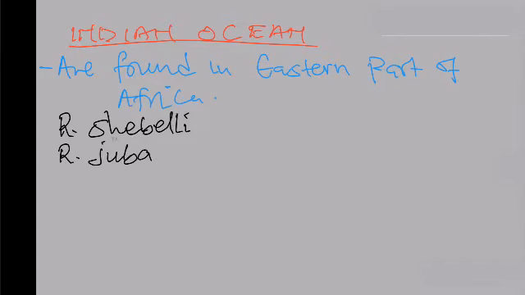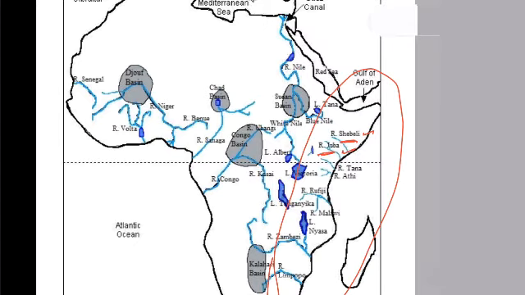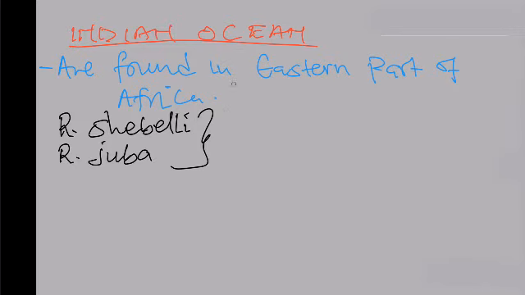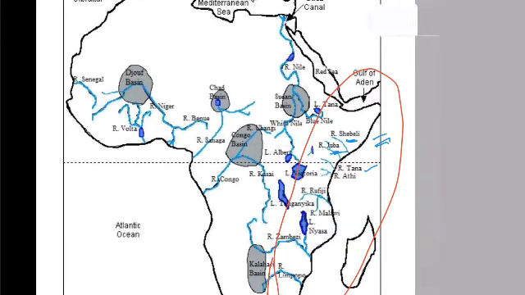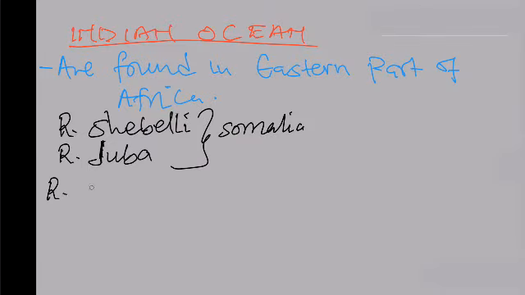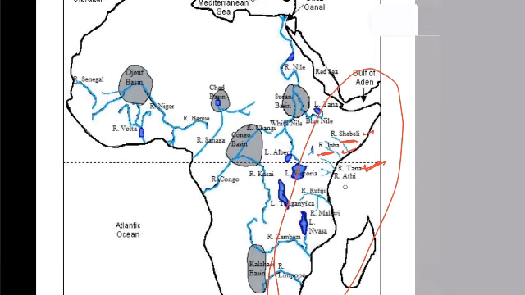After Shebeli, we have River Juba, another river which comes from Ethiopia and then flows through Somalia into the ocean. So the first two rivers there, Shebeli and Juba, of course, are found majorly in Somalia. And then from there we come down, we reach Kenya, where we have River Tana. Of course, River Tana comes from the areas around Mount Kenya, and then it also flows into the ocean.